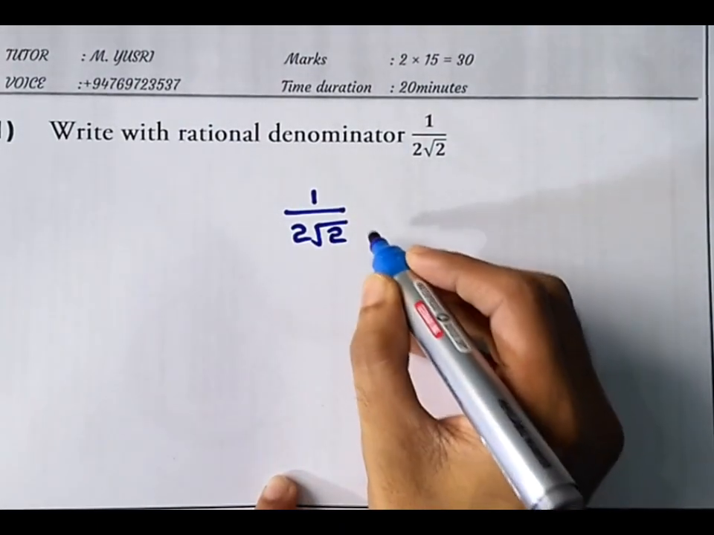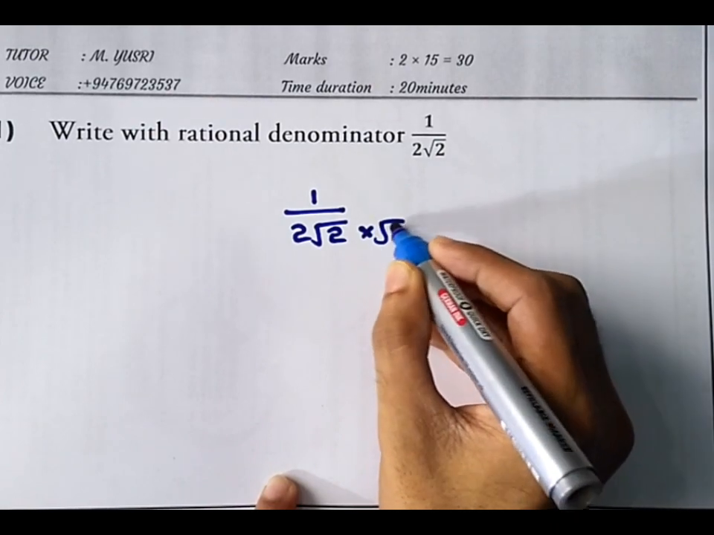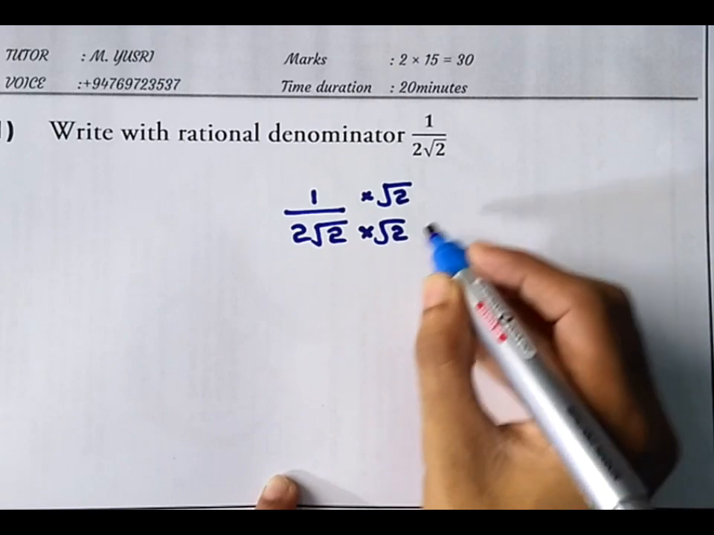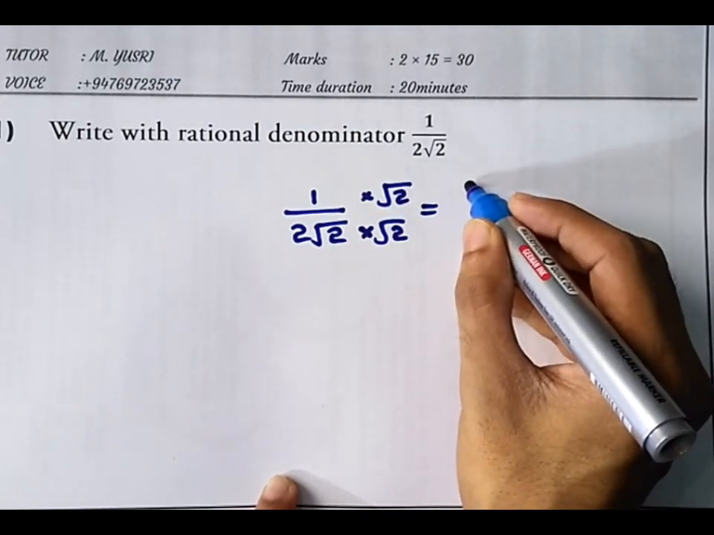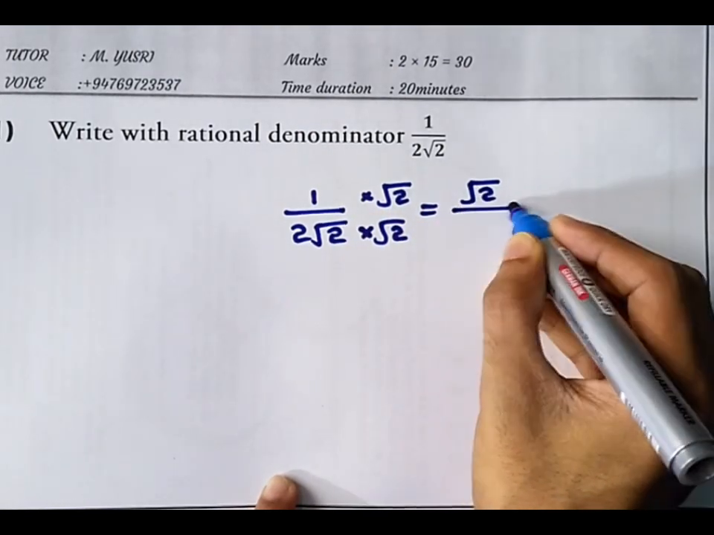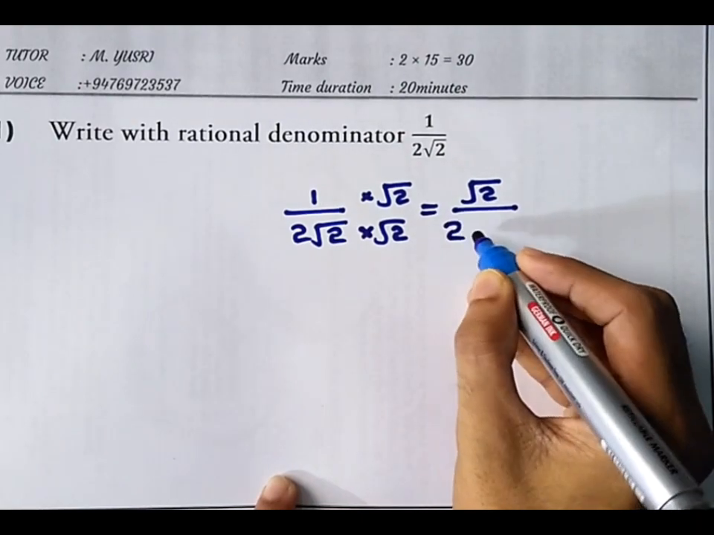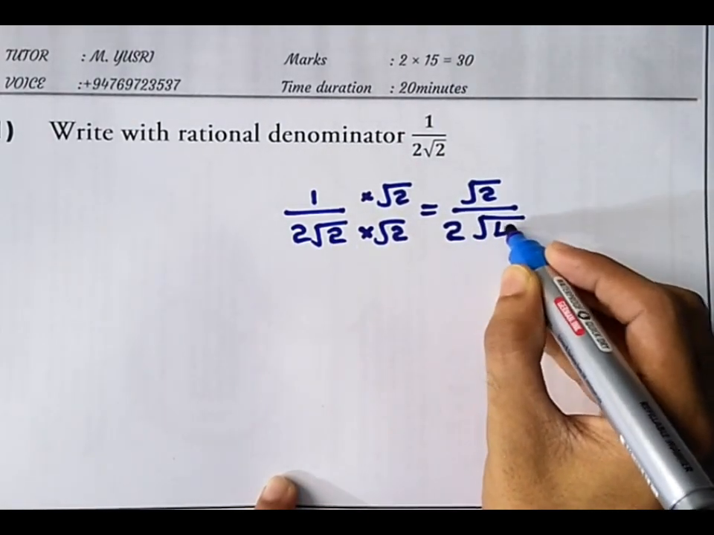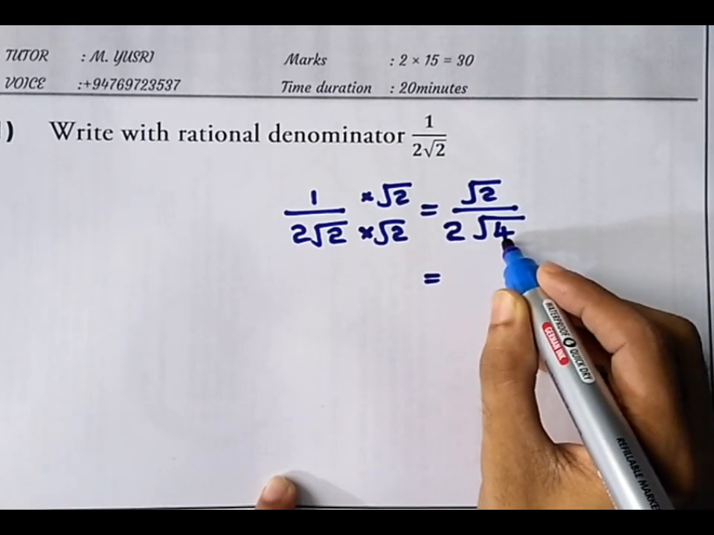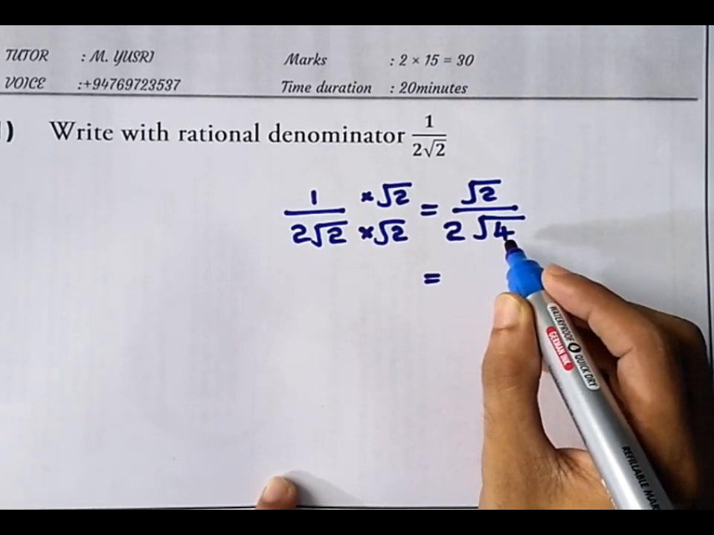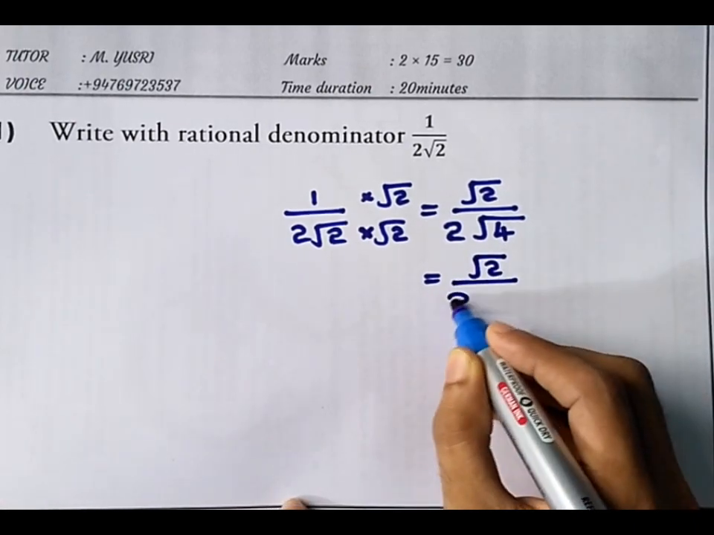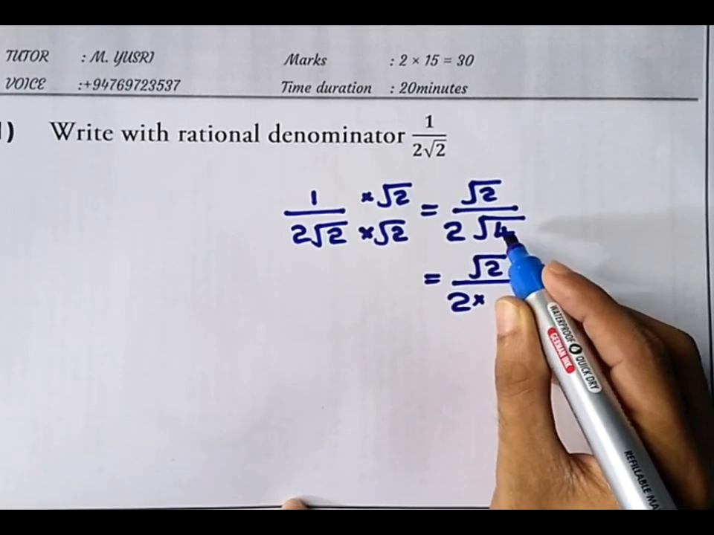So to cancel this root 2, what we have to do is just multiply the denominator as well as the numerator by the same number, right? Okay, fine. So 1 into root 2 is root 2, and divide by 2 into root 2 into root 2. That means 2 2s are 4, which is a perfect square. So root 4, the value of root 4 is 2. Just let it be, and 2.